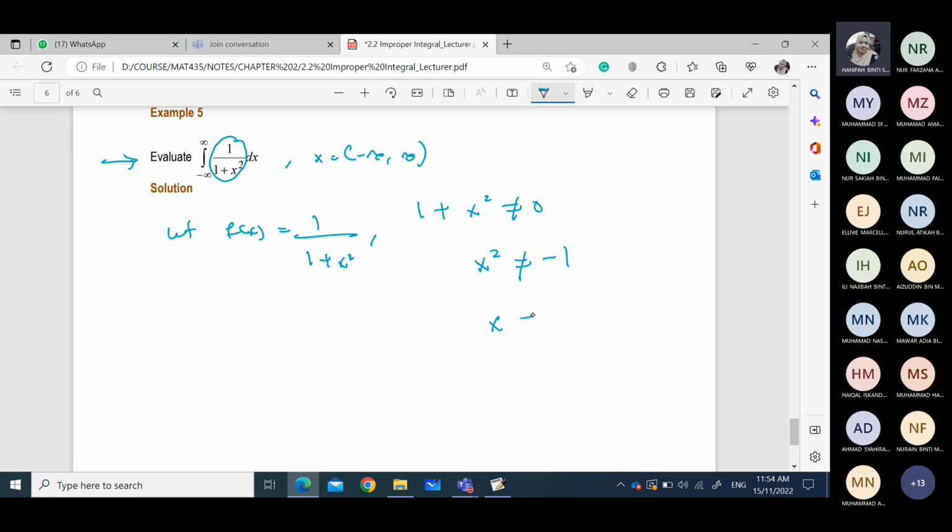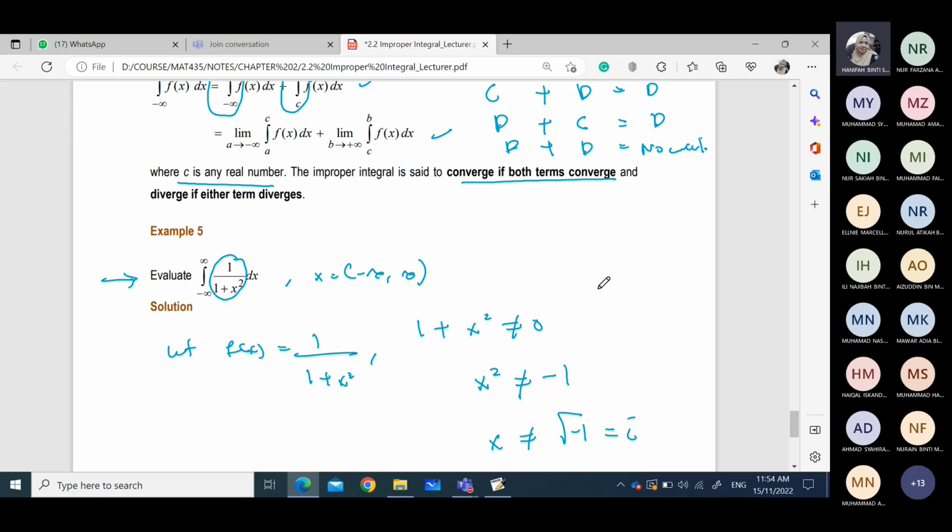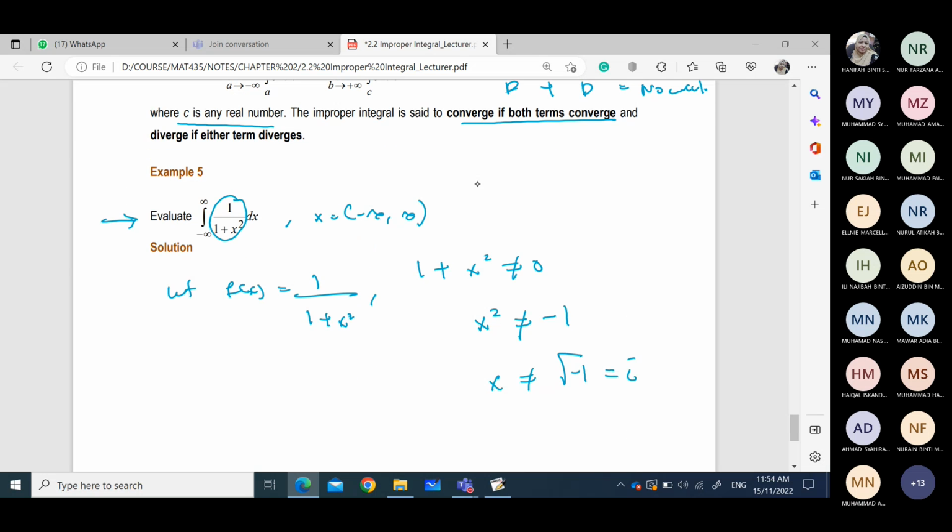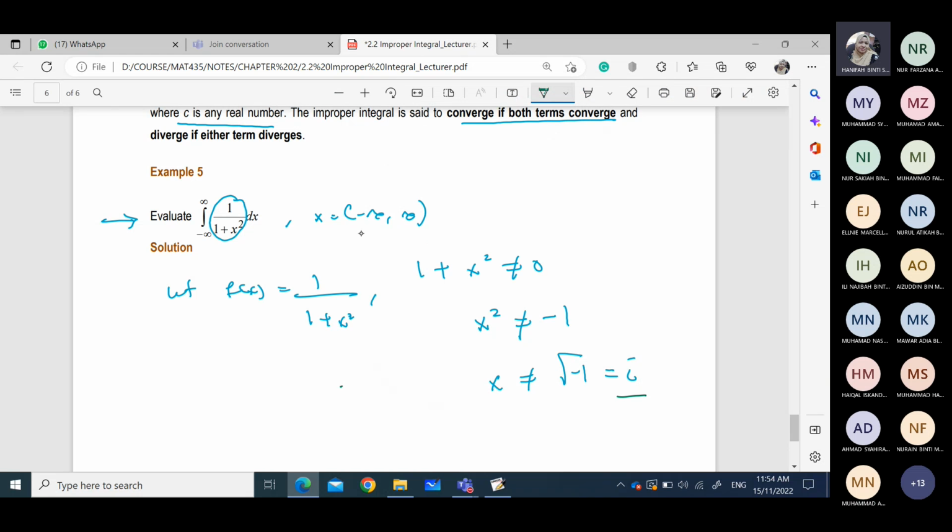So x does not equal the square root of negative 1. Okay, so square root negative 1 ni apa? It is an imaginary number. Okay, next, you look at this one, we check. So x is not an imaginary number. Where in the interval, based on this, x is a real number. Okay, so x is any real number.